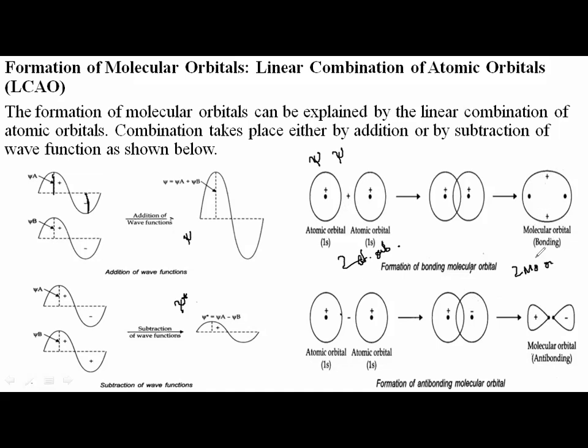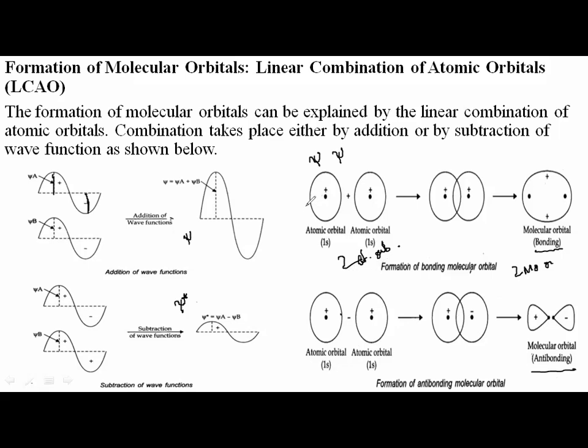And those molecular orbitals have names: bonding molecular orbitals and anti-bonding molecular orbitals. Bonding molecular orbitals are formed by addition of wave functions, and anti-bonding molecular orbitals are formed by subtraction of wave functions. You need to remember this. And this is called linear combination of atomic orbitals. It says that combination of the atomic orbitals takes place either by addition or by subtraction of the wave functions.